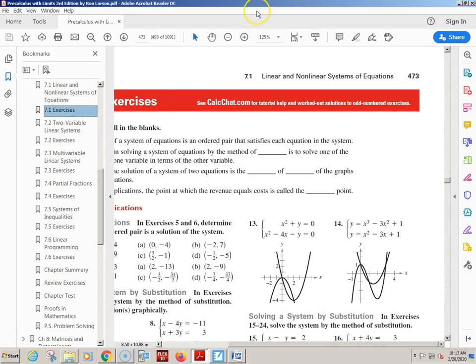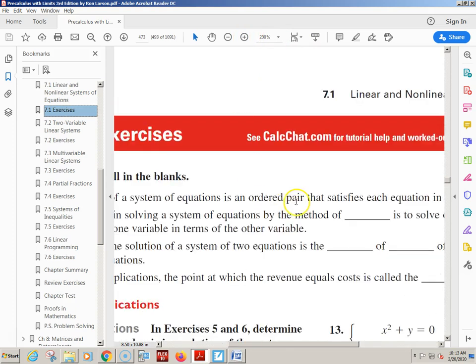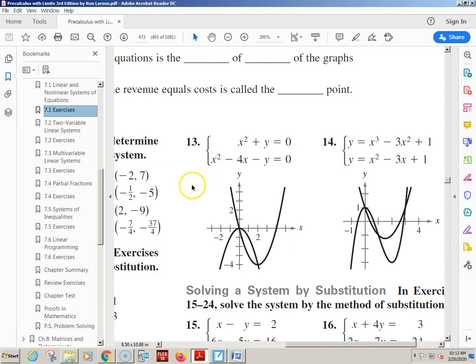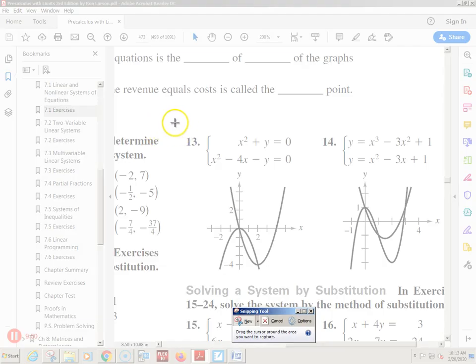13 is a nonlinear, so he's a little bit out there. Emma, did you do substitution or elimination?